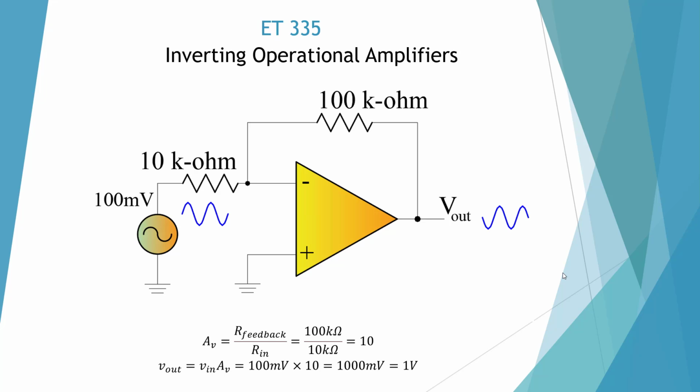Here's an inverting operational amplifier with resistor sizes. Our gain is going to be 100 k ohm divided by 10 k ohm, which is going to be a gain of 10. And we're going to take that voltage gain and multiply it by our input voltage, 100 millivolts. So 10 times 100 millivolts is 1,000 millivolts. And we can convert that to 1 volt. So we multiply that input voltage by our gain, which is 10.